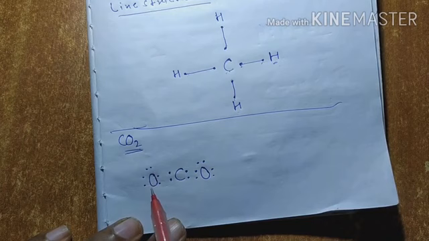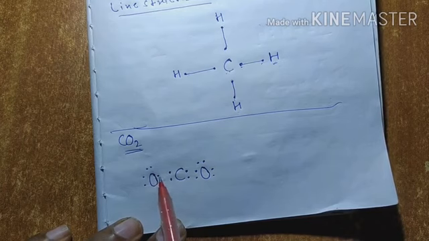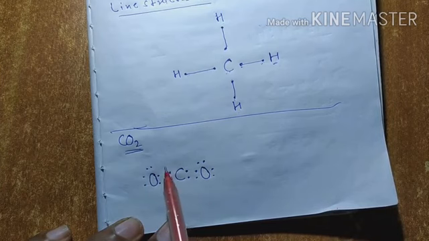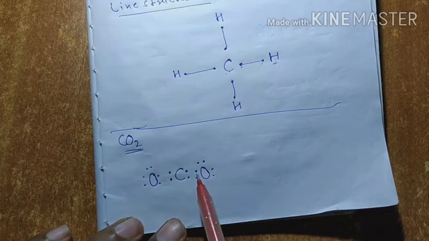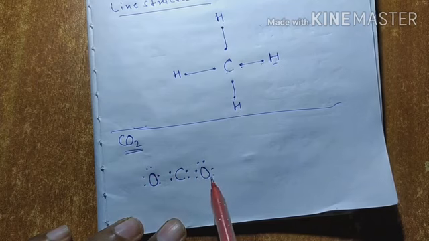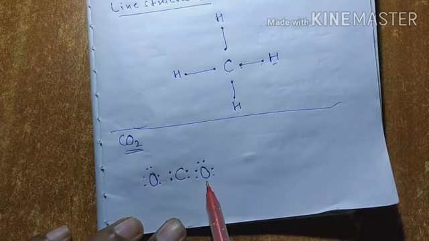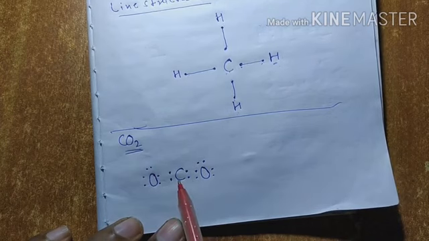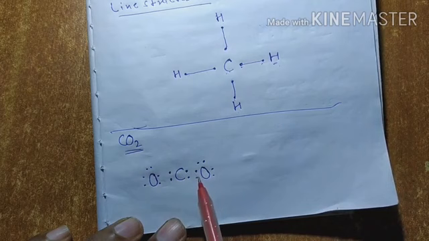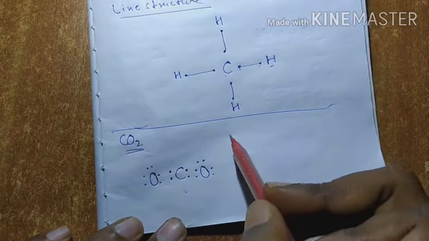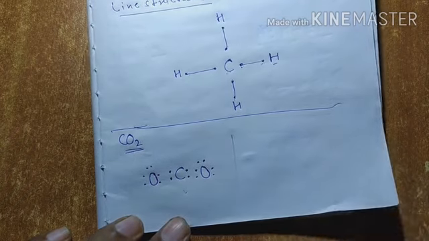So if you consider this oxygen, 1, 2, 3, 4, 5, 6, 7, 8. So this atom became stable. And if you count this one, 1, 2, 3, 4, 5, 6, 7, 8, this will become stable. For carbon, 1, 2, 3, 4, 5, 6, 7, 8. This is the electron dot structure of carbon dioxide. Now we have to make the line structure. Okay.